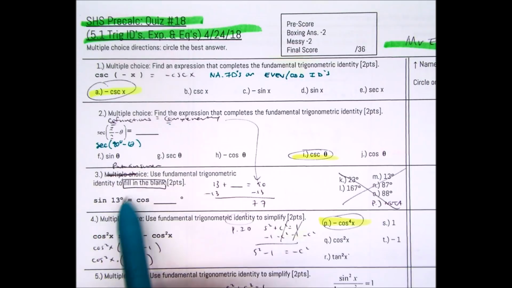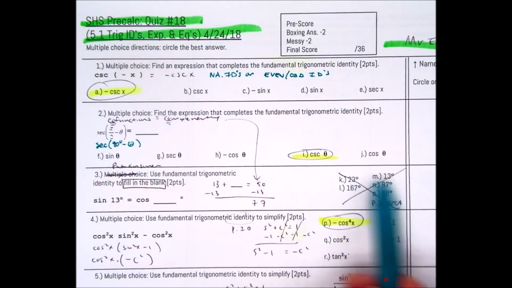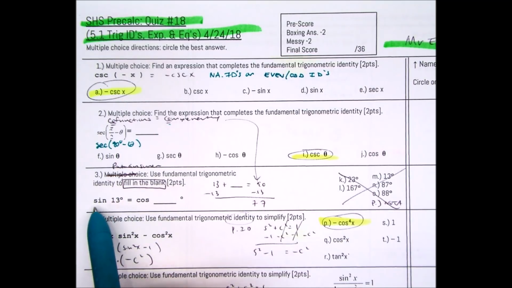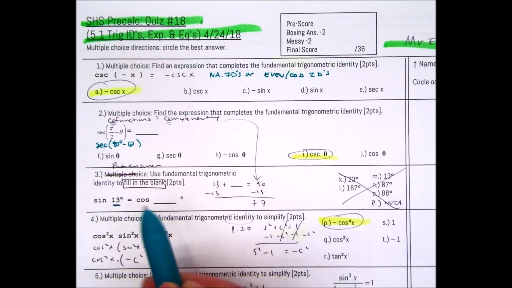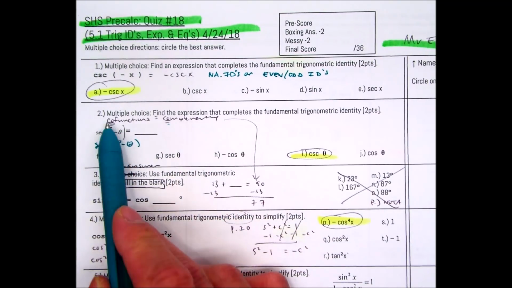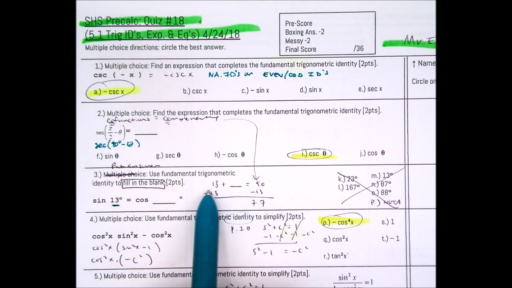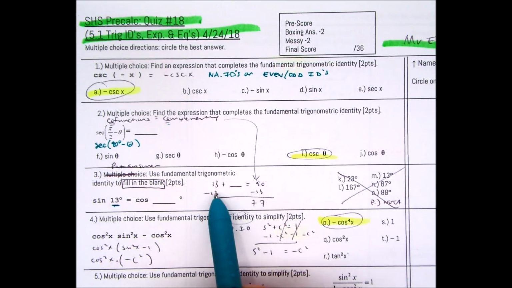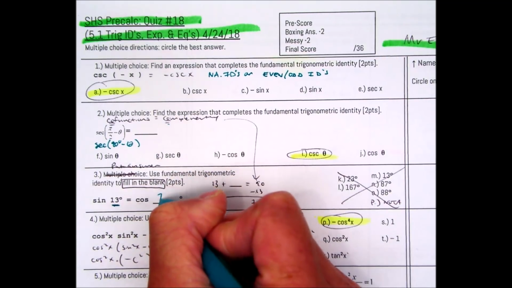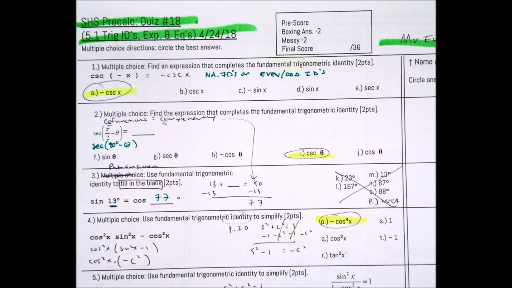Question number 3, I asked you to fill in the blank because obviously I made a mistake. None of these are to be your answer. Sine of 13 degrees equals cosine of blank. So cofunctions are complementary. Blank plus blank equals 90, so this is 13. Therefore, you subtract 13, then the angle that you're missing is 77. So the answer is 77.